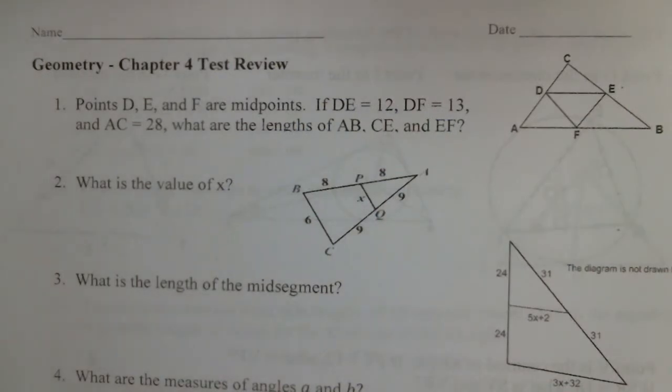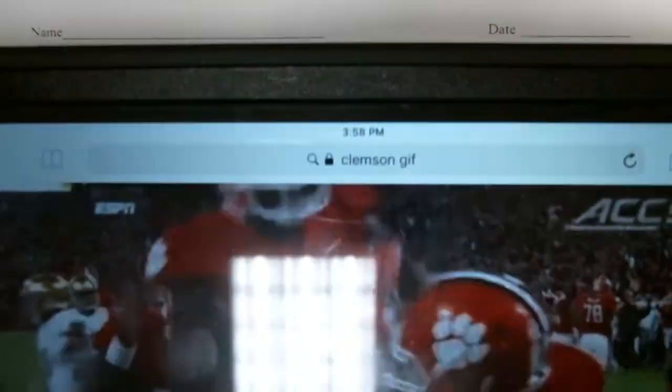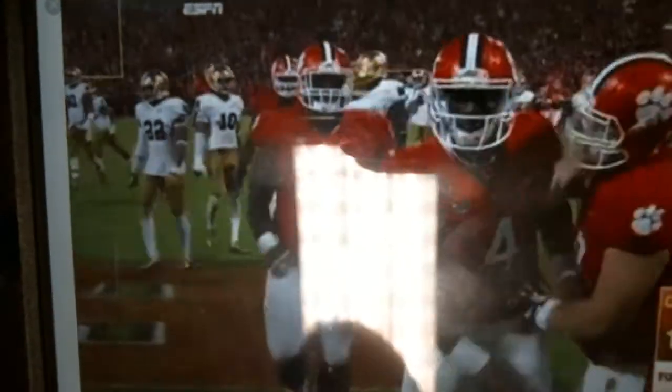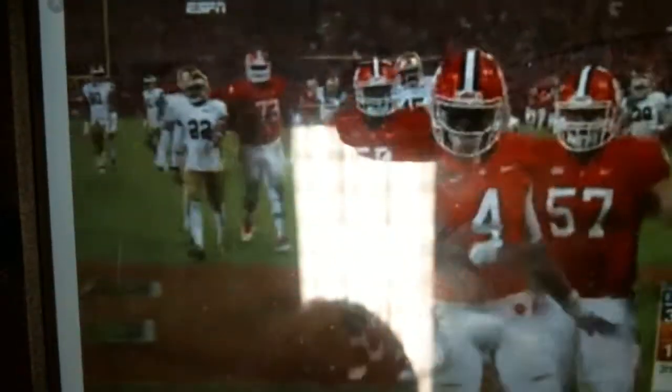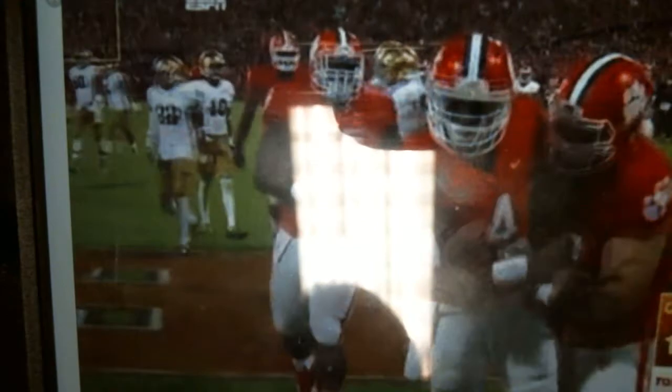So, keeping with the tradition of showing you guys something awesome, this is a GIF of Clemson's quarterback from last year, Deshaun Watson, the MVP of the national championship team, taking a little bow there after scoring a touchdown against Notre Dame in Death Valley.